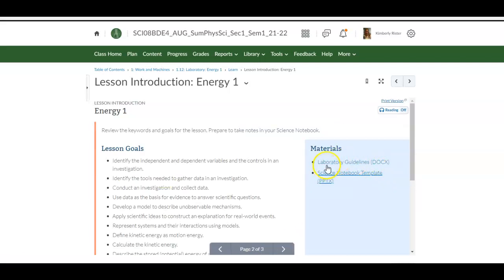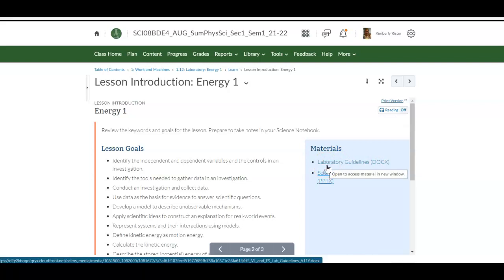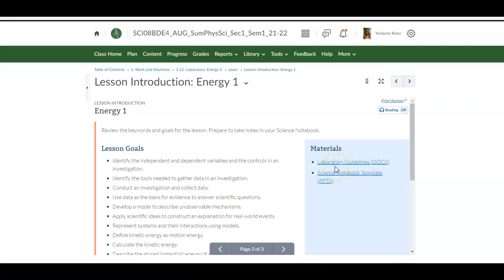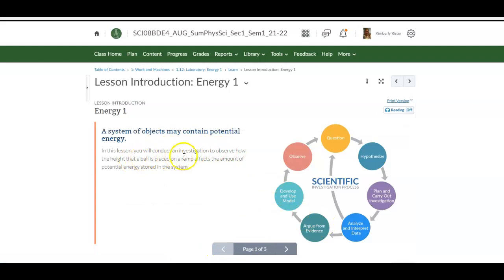So here's the worksheet that you're going to want to print out. I encourage you to do that now and maybe even pause the recording because you're going to see answers to these questions as we go through each of these slides. So if you want to pause and print that out, you'll notice that the answer for number 1, which is what is the purpose of this experiment, is right here. What are we doing? We're conducting an investigation to observe how the height of a ball is placed on a ramp and how that affects the amount of potential energy stored in a system.